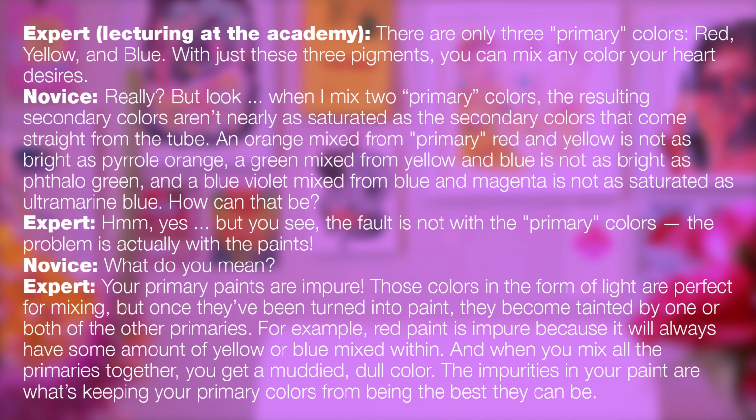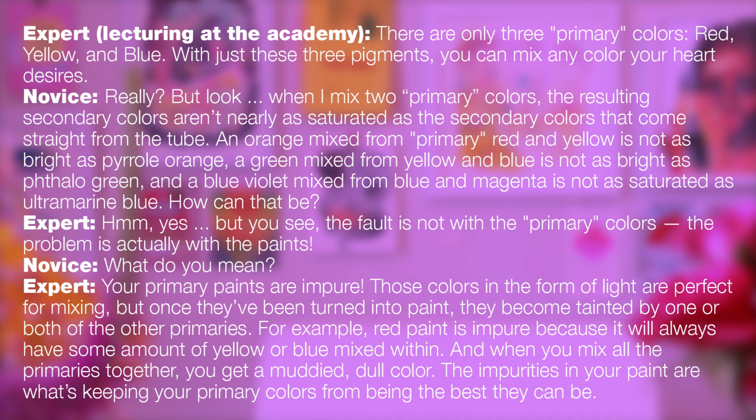Really? But look, when I mix 2 primary colors, the resulting secondary colors aren't nearly as saturated as the secondary colors that come straight from the tube. An orange mixed from primary red and yellow is not as bright as pyrrole orange. A green mixed from yellow and blue is not as bright as phthalo green. And a blue violet mixed from blue and magenta is not as saturated as ultramarine blue. How can that be?